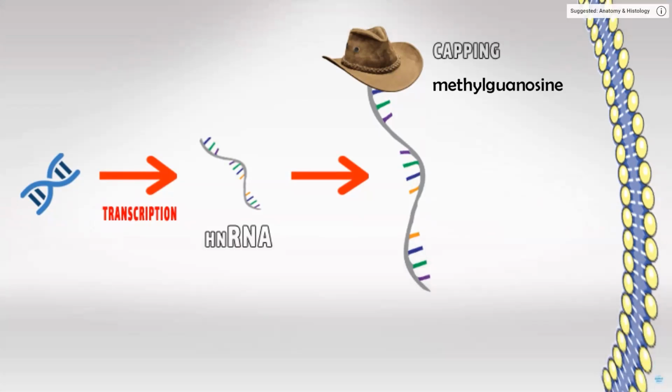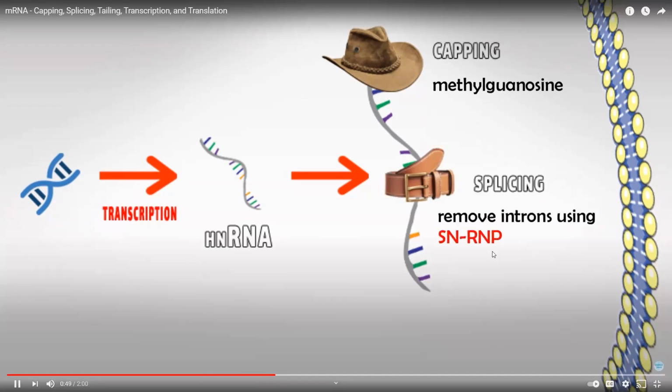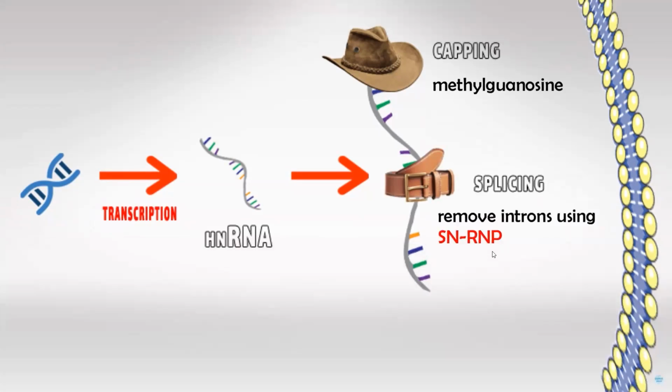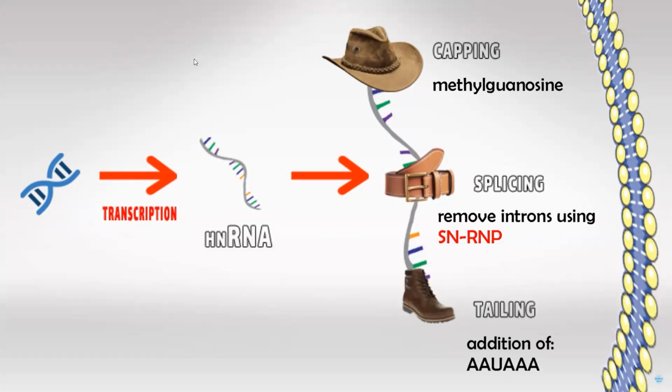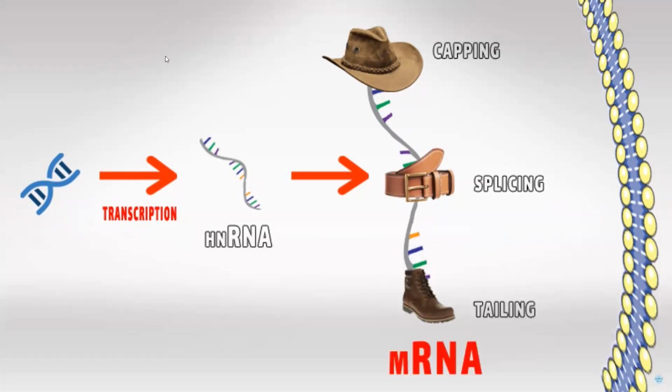The capping process protects the mRNA and makes it usable. Then the splicing process follows, where we remove the introns using snRNP, or small ribonucleoproteins. Keep in mind antibodies to snRNP are called anti-Smith antibodies, and they're highly specific for SLE. And finally, tailing by adding the nucleotide sequence AAUAAA. The tail allows the mRNA to leave the nucleus. So once we have an hnRNA that's been capped, spliced, and tailed, we call this an mRNA.